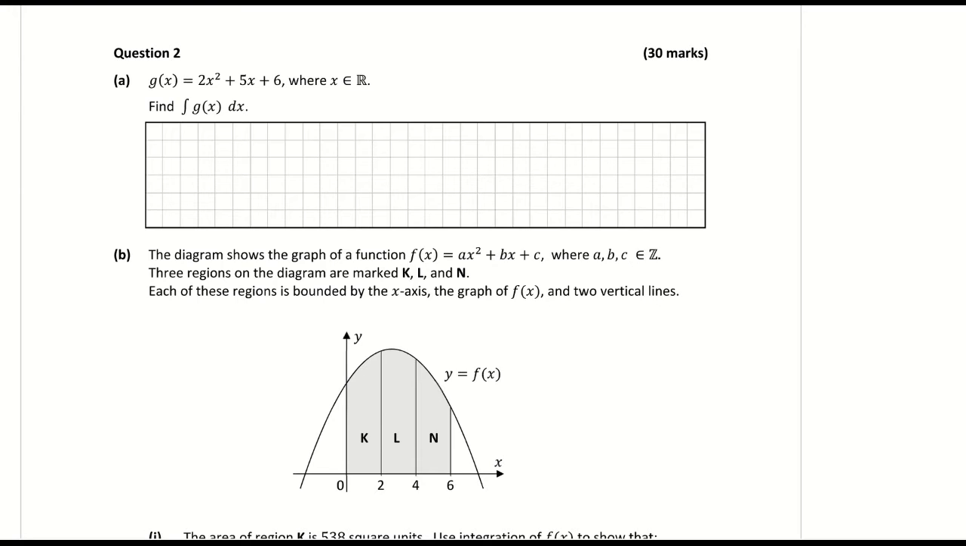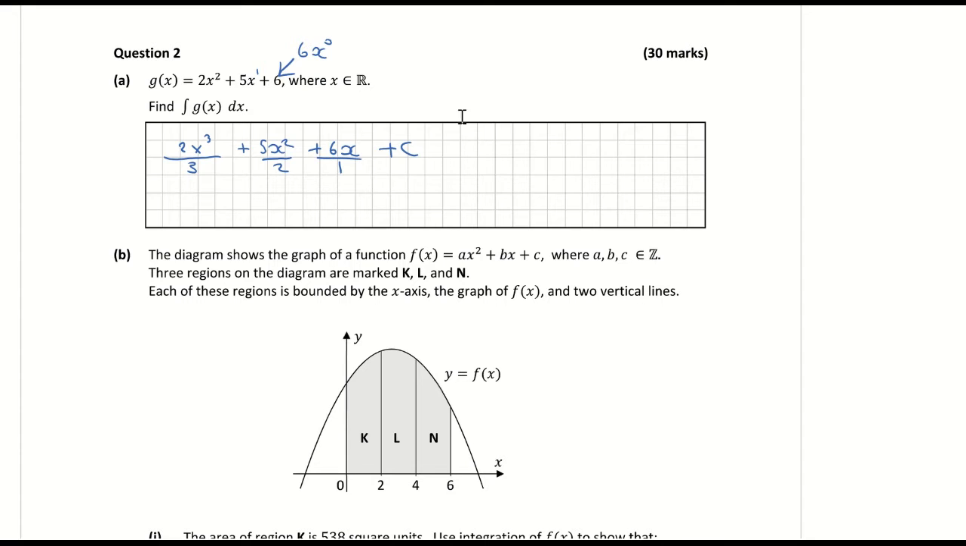Question 2a, g of x is 2x squared plus 5x plus 6. Find the integral of g of x. So this is basically just increase your power by 1, divide by your new power. So that's going to be 2x, increase my power by 1, becomes a 3, divide by my new power. This 5x is to the power of 1, so that'll be 5x squared over 2. And then the constant becomes 6x, because technically that's the same as 6x to the power of 0, and add 1 on to the 0 gives you 6x to the power of 1. Don't forget, we can put that over 1 if you want, but don't forget to add on your constant. So 2x cubed over 3 plus 5x squared over 2 plus 6x plus c.